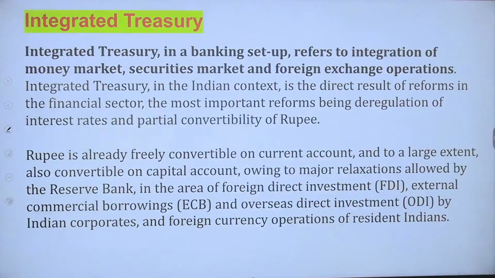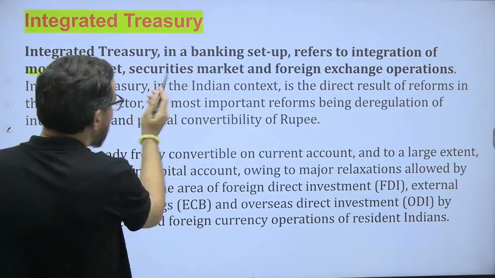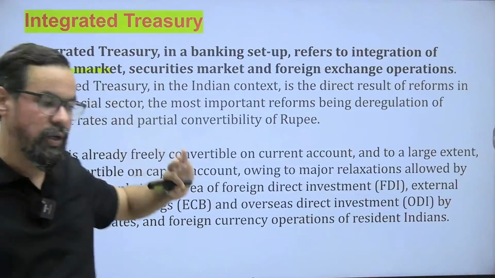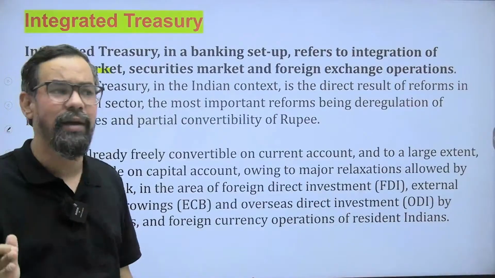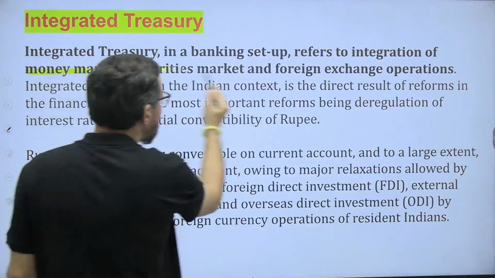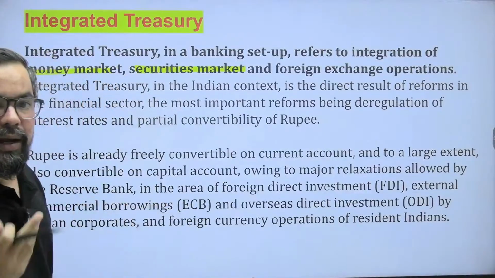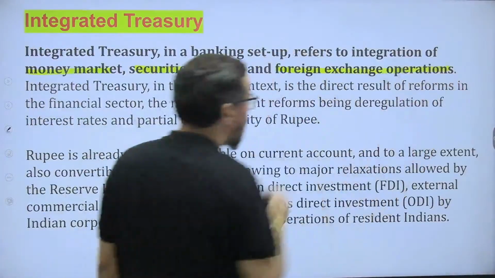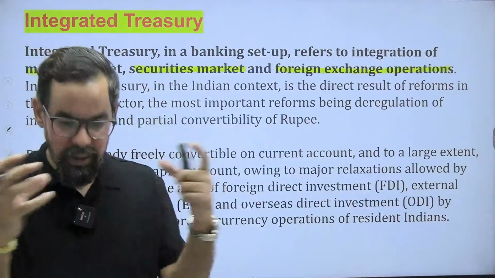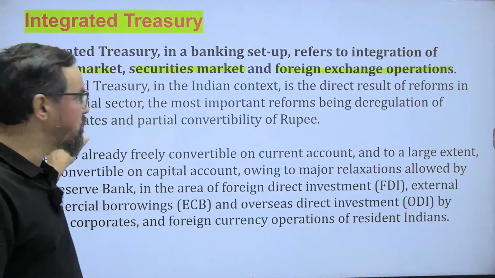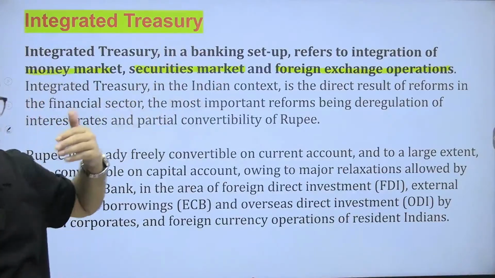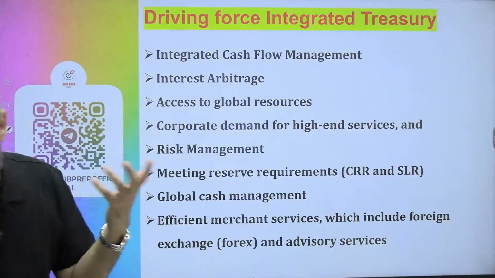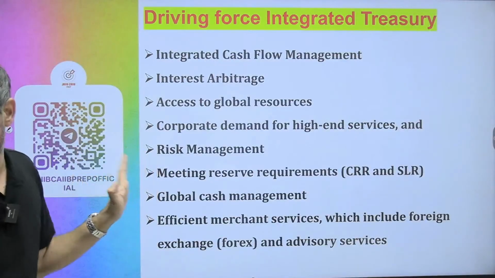So integrated treasury in a banking setup refers to the integration of the money market, where treasury products include money market products like call money, notice money, term money, or other money market instruments like LAF and others. Then we have the securities market, that means the debt market and the capital market, so equities and debt both, and foreign exchange, the forex operation. There is a sync among all these different markets. Basically we are raising money from one market and lending in another market to increase the overall profitability of the bank, to help the bank generate more and more profit.